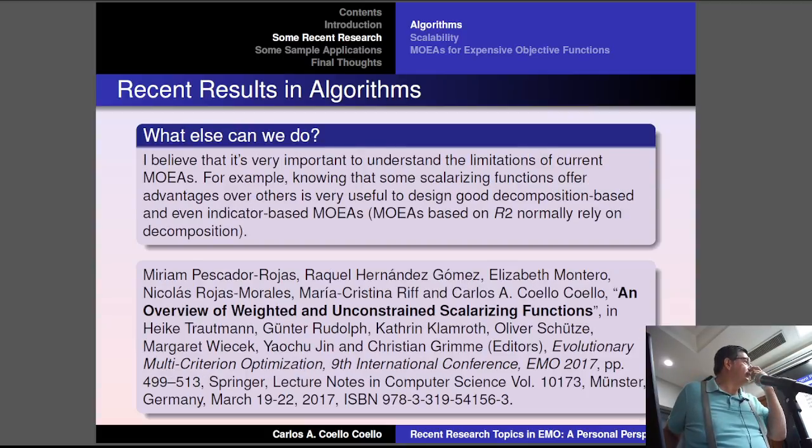Other ideas are, for example, to understand things like scalarizing functions. Scalarizing functions are very important both for some indicator-based algorithms and for decomposition-based algorithms. And we don't understand much about scalarizing functions, how they work, how could we provide extensions of scalarizing functions. This is a very interesting topic. There are other ideas, of course.